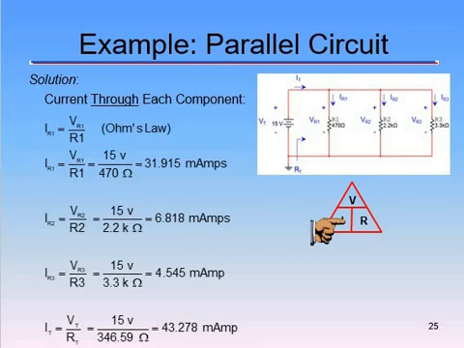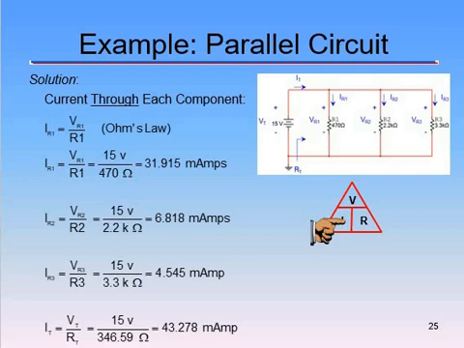Alright, so I1 is going to be V1, or V across R1, divided by R1. So 15 volts, because that's the battery that's on there, divided by 470. You're going to get 0.031915. We have to put that in engineering notation for our SI prefix, so we're going to move the decimal 3 places to the right and get 31.915 milliamps.